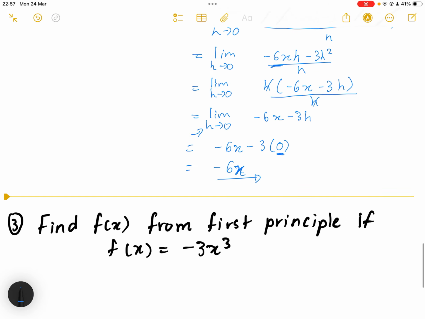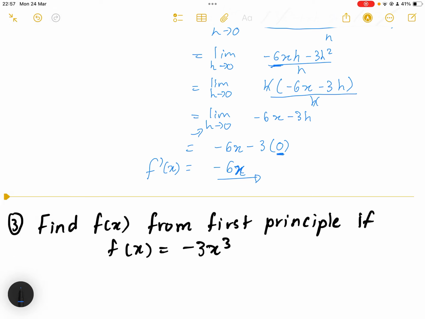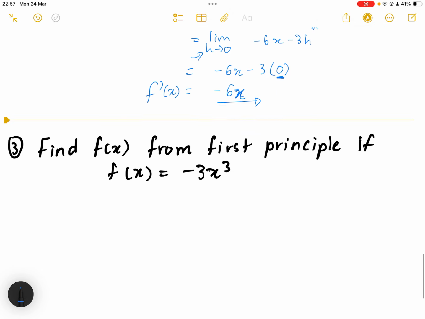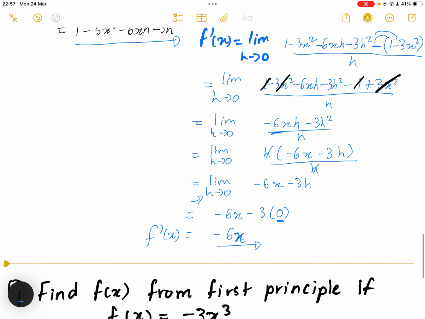Don't forget to write f prime of x, the average gradient, is negative 6x. So yeah, this is the formula for the gradient. Let's move on. This is the first principle, it's so easy.